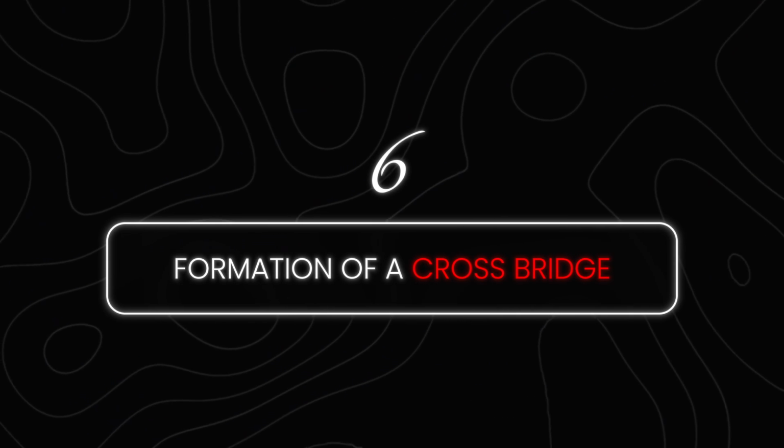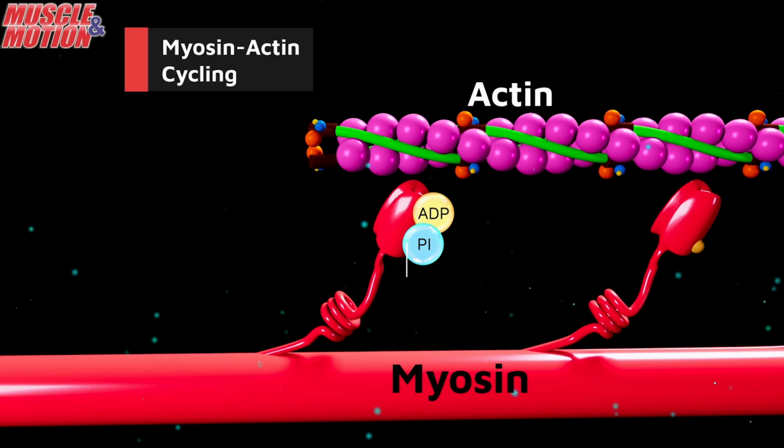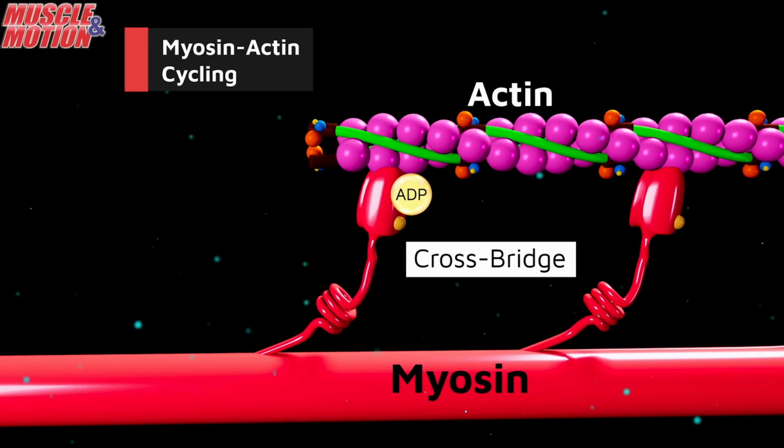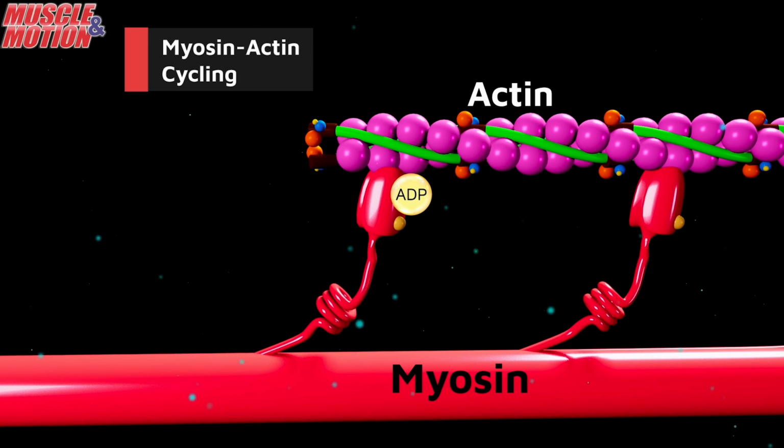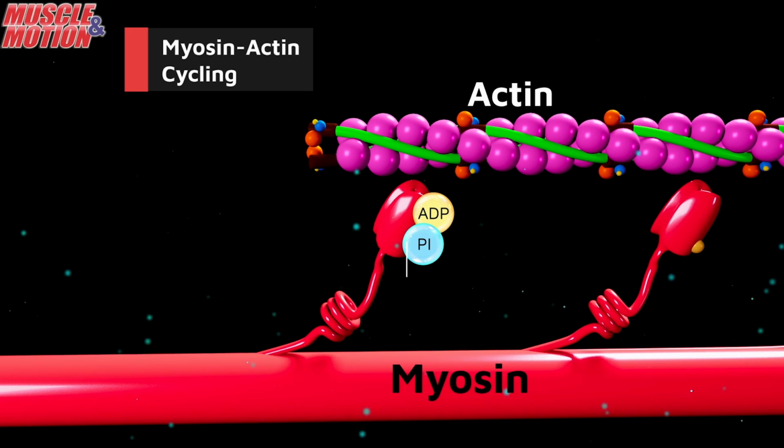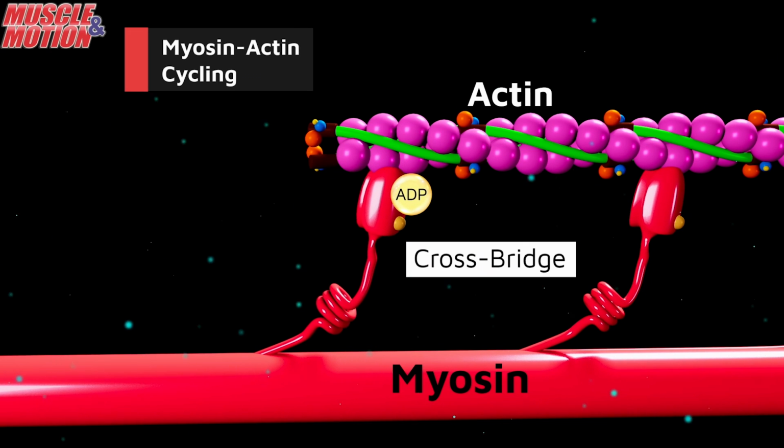And step 6 is the formation of a cross bridge. A cross bridge involves the myosin head attaching to the actin. And all the other steps had to occur because that cross bridge can't form until that binding site is exposed. But now that that binding site is exposed, the myosin can reach up and actually attach and form that cross bridge. So step number 6 was forming the cross bridge between actin and myosin.